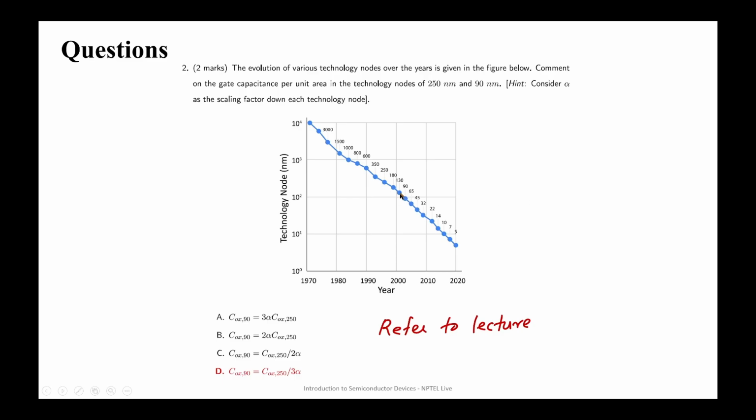So the gap between 250 and 90 is 3 generations, and the Cox becomes Cox by alpha for each generation. So over the 3 generations, it will become Cox by 3 alpha.